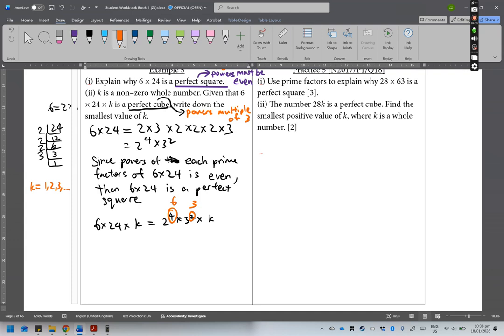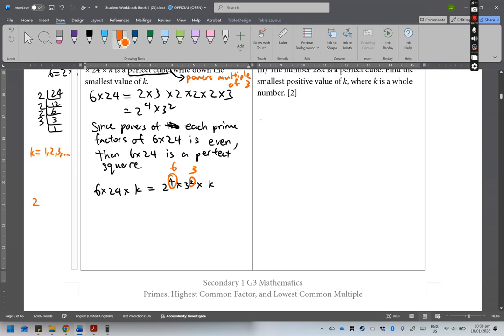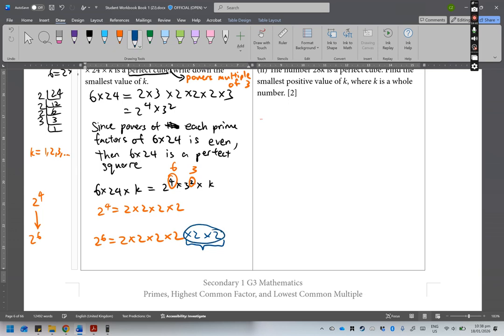So we want to change 2 to the power 4 to 2 to the power 6. 2 to the power 4 is 2 times 2 times 2 times 2. 2 to the power 6 is 2 times 2 times 2 times 2 times 2 times 2. So we need to multiply 2 to the power 4 by 2 twice.